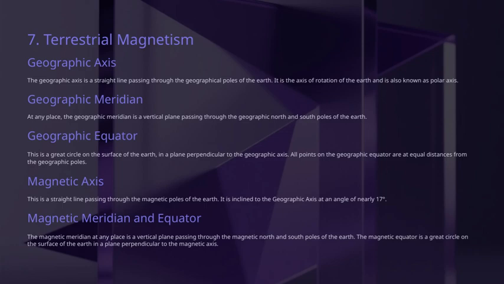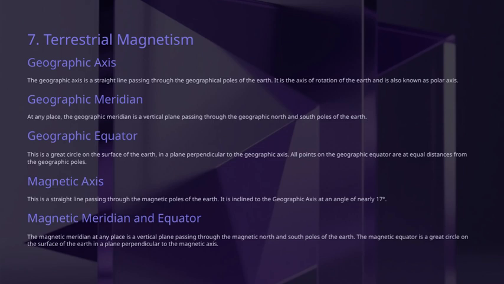The magnetic meridian I just described is a straight line passing through the magnetic poles, but it's inclined at an angle of about 17 degrees to the Earth's geographic axis. This inclination is what causes the magnetic compass needle to deviate from true north.